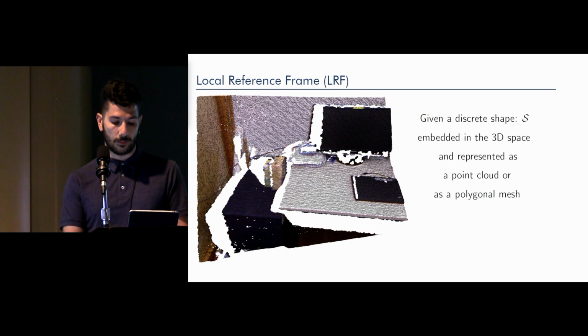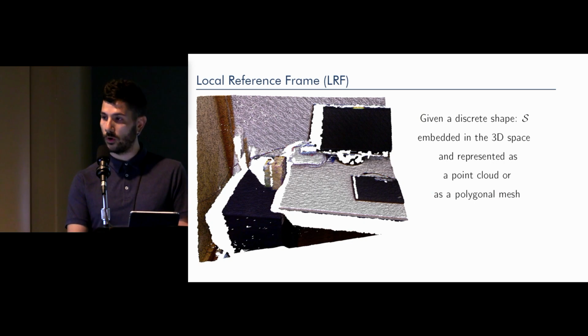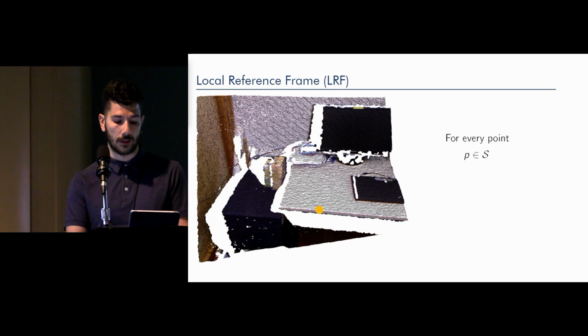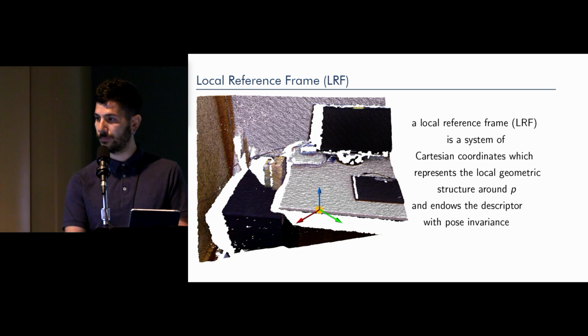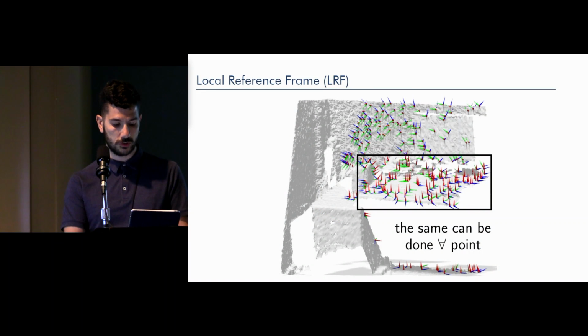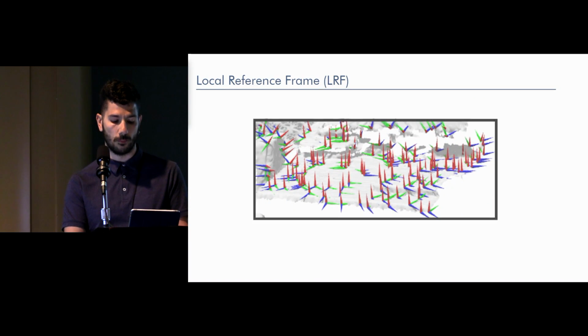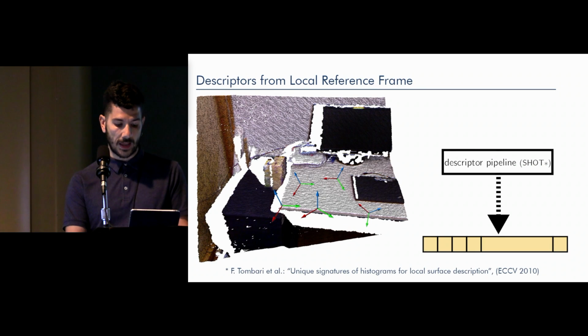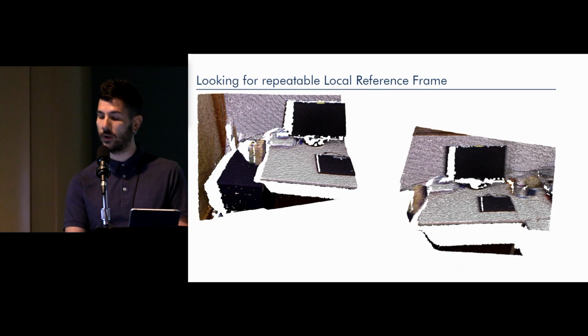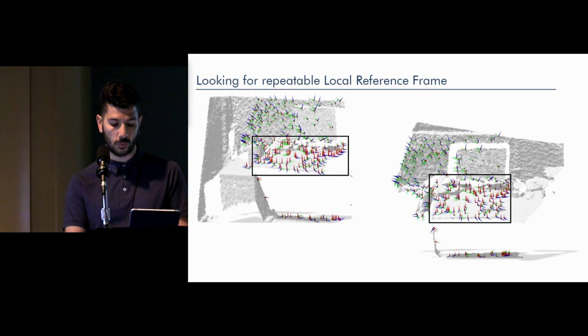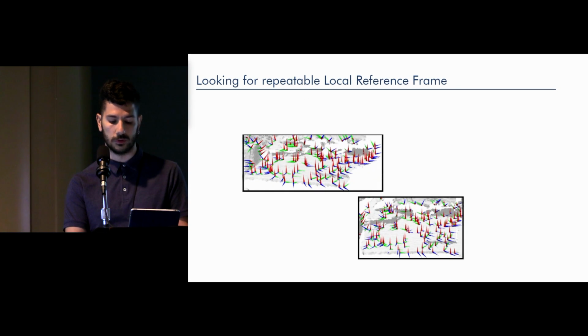Given a point cloud or a mesh representing a 3D shape, for each point we compute a local reference frame, which is a system of Cartesian coordinates which endows a descriptor, such as, for example, SHOT, which we will use in our experiments with pose invariance. In these pictures, we show local reference frames computed on points on a 3D shape. As descriptors are computed relative to the local reference frame, their effectiveness depends on the repeatability of the underlying local reference frame. In these pictures, we show local reference frames computed on corresponding points of two shapes.